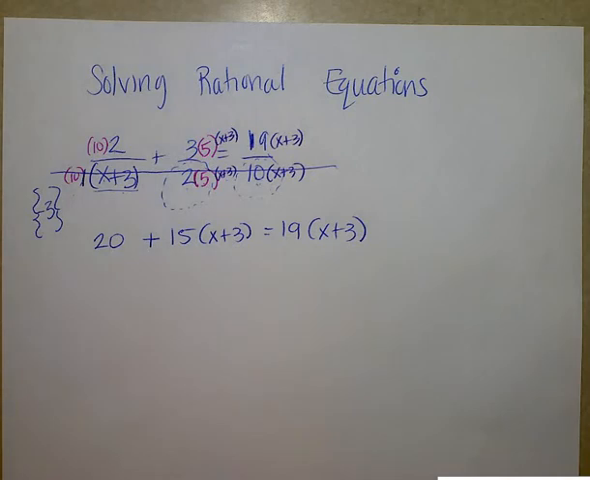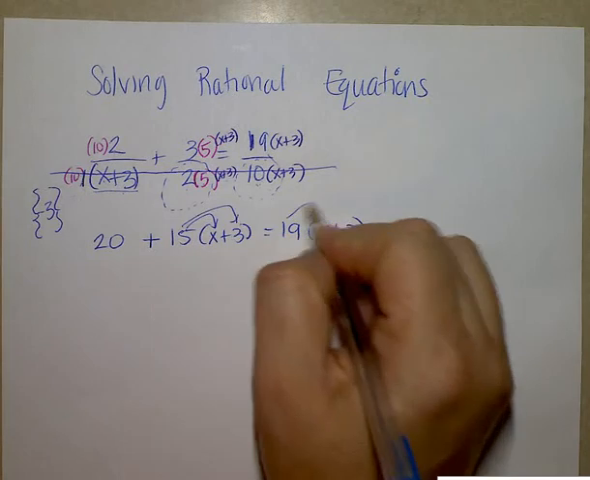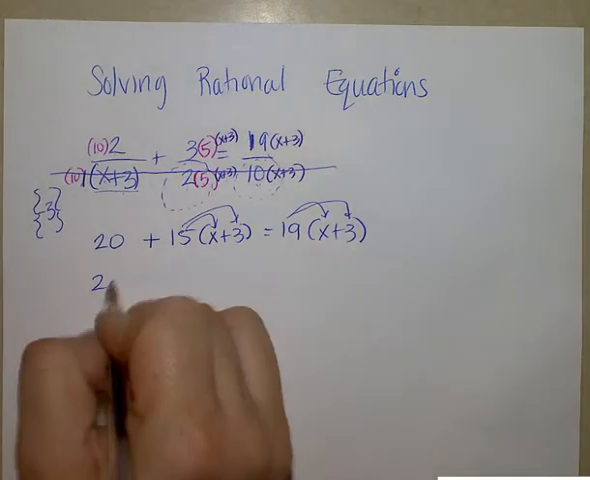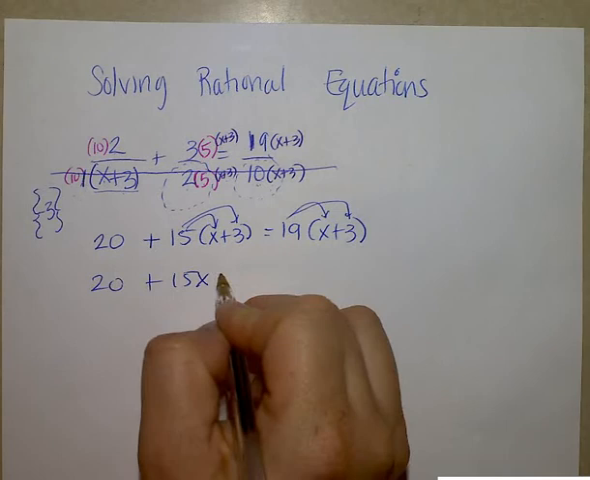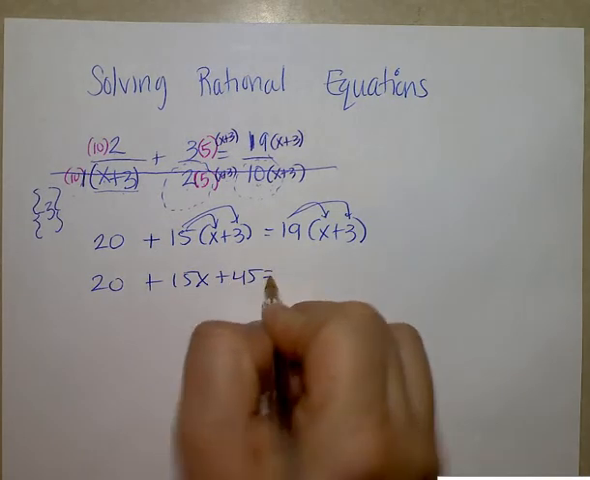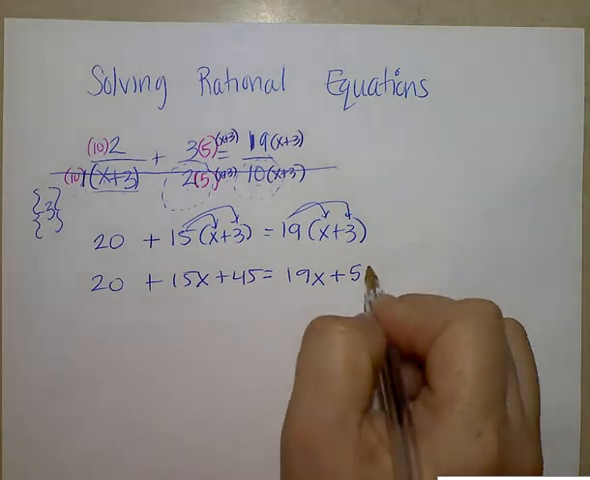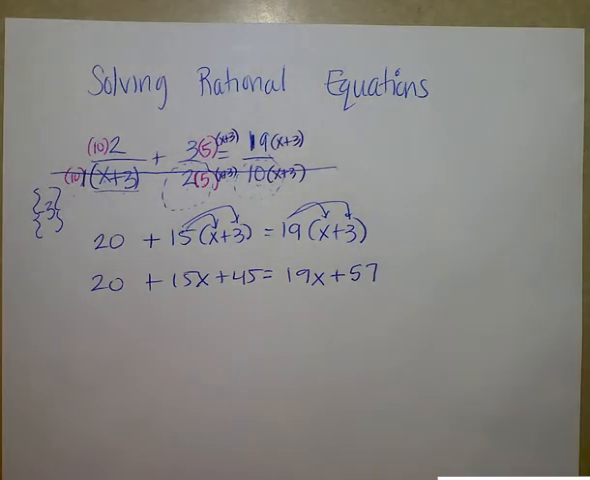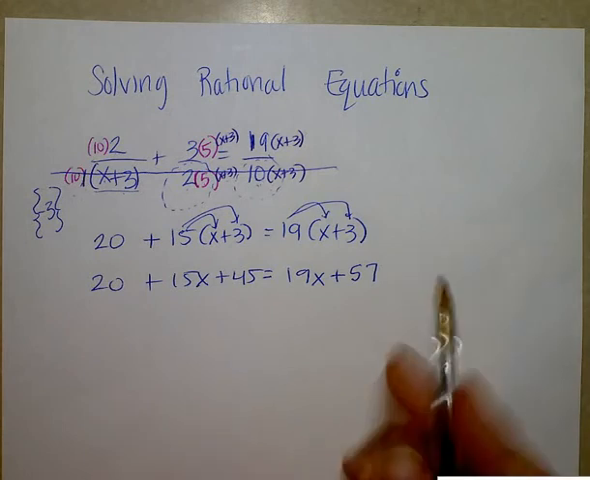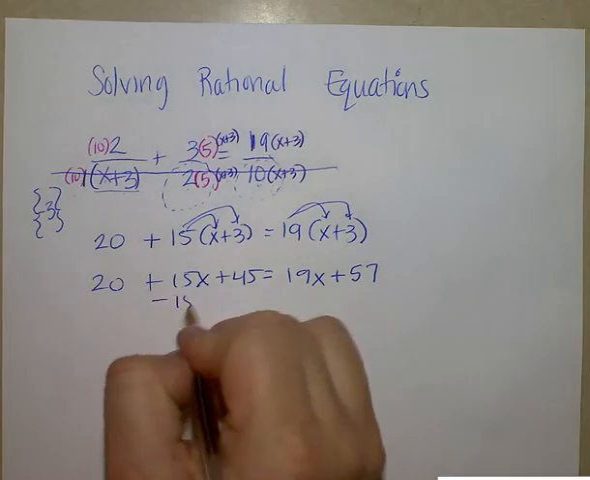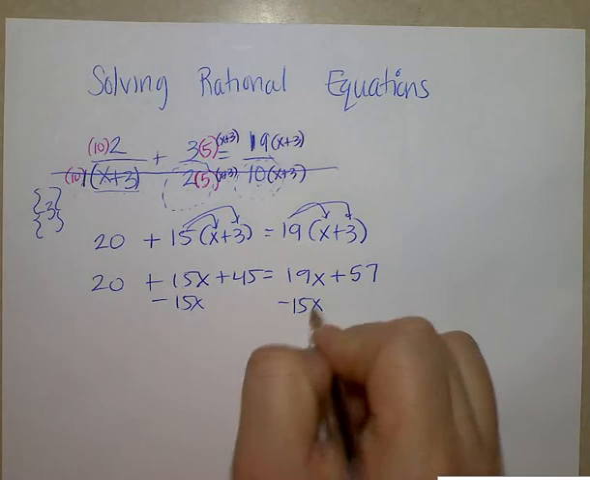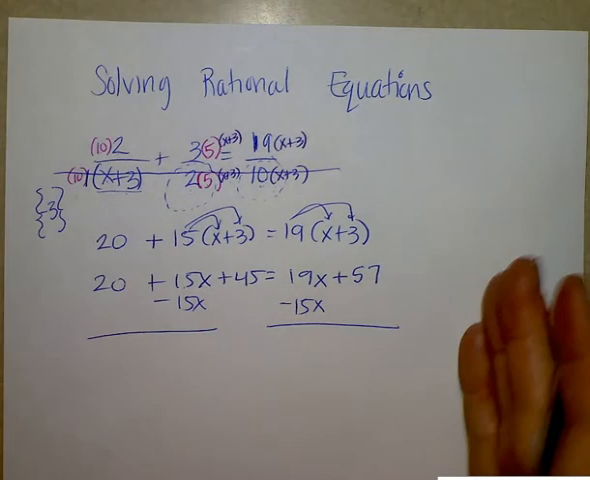Okay, I'm going to distribute the 15 and distribute the 19. 20 plus 15x plus 45 equals 19x plus 57. Combining like terms, you can move the x's to one side and move the constants to the other. So I'm going to choose to move 15 over since it's the smaller of the 2 x's. There's no rule that says you have to move them to the left or to the right.